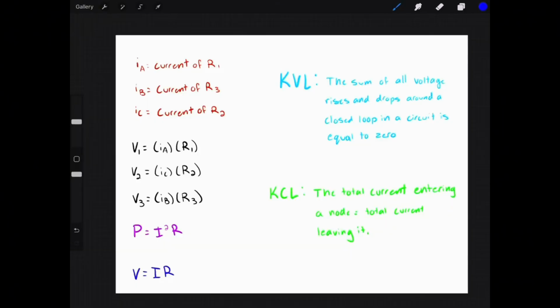For the setup of our circuit problem, we defined the following variables using the provided visual and Kirchhoff's voltage and current laws. We defined IA to be the current through resistor 1, IB to be the current through resistor 3, and IC to be the current through resistor 2. Additionally, using Ohm's law, V equals IR, we determined V1, V2, and V3 with their respective resistors and currents. For our final solution of power, we used the equation P equals I squared R, which is power equals current squared times resistance.